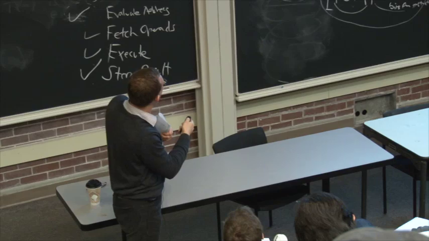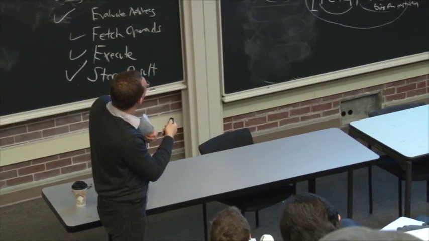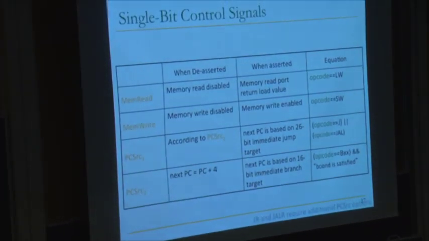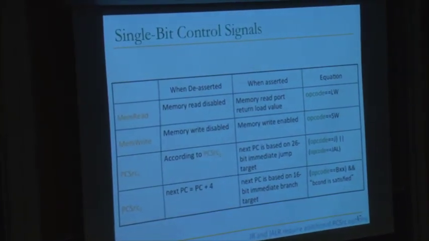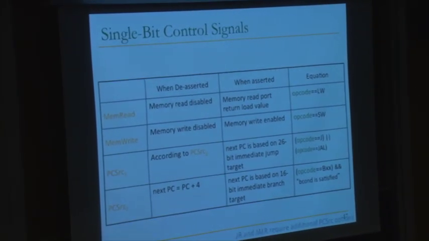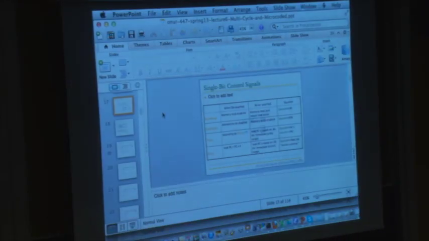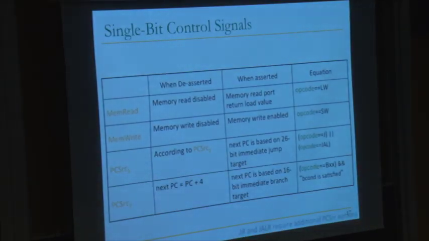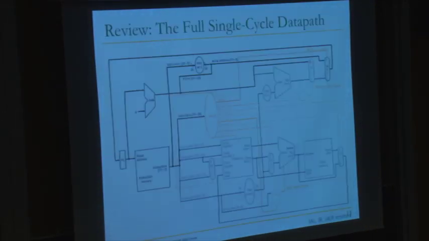But don't forget the program counter also, which has its own control signals for the program counter updates. Where does the program counter... let me get back to this. Oh, this didn't work. I pressed the wrong button. Let me get back to this data path. PC source. There you go, this mux.